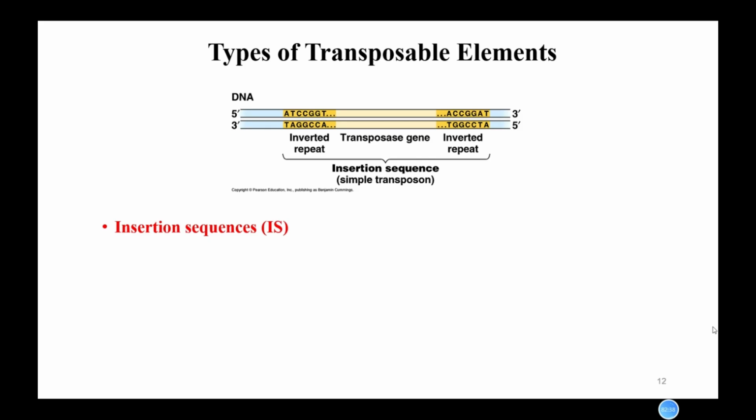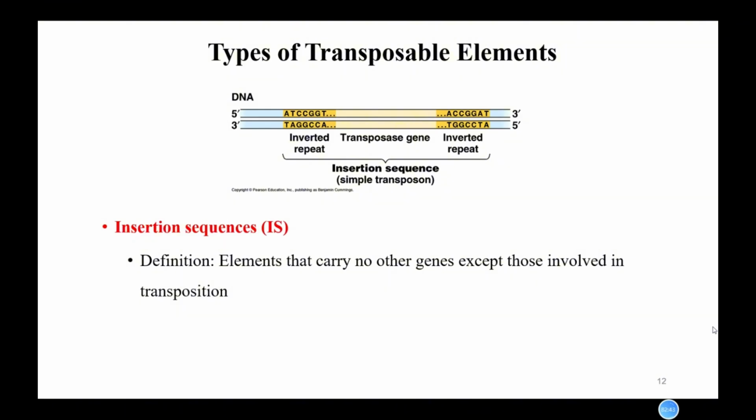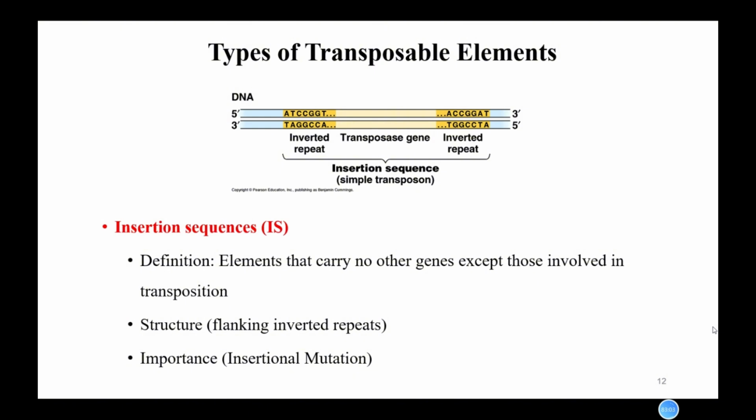Okay, here are some properties of insertion sequence. That's an element carrying no other gene except those involved in transposition. So it carries only one gene, the transposase gene. And it has the flanking inverted repeat. And this IS is important to make insertional mutation.